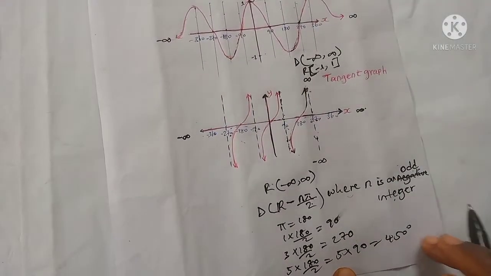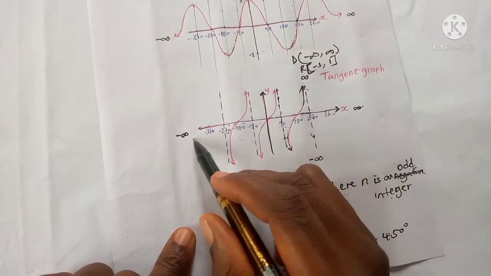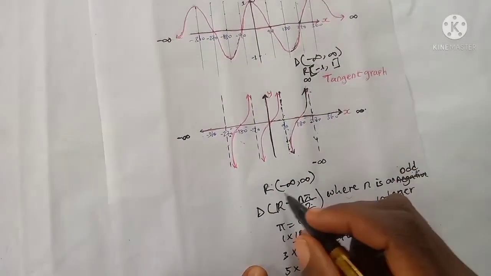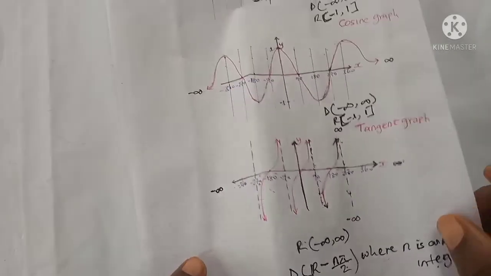So this is how it continues on and on to infinity, and then on the negative axis, this is how it continues to negative infinity. So this is how to find the domain and range of sine theta, cos theta, and tangent theta.